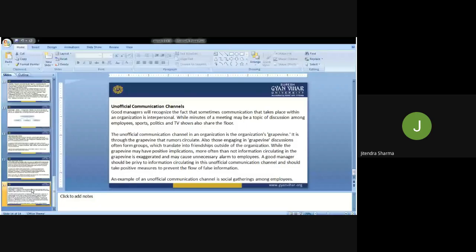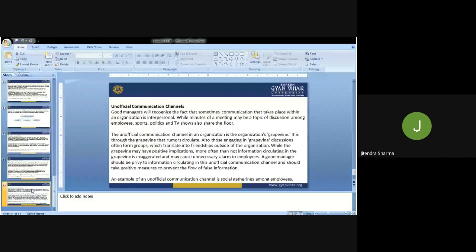A good manager will recognize the fact that sometimes communication that takes place within the organization is interpersonal. While the minutes of a meeting may be the topic, employees also share sports, politics and TV shows. This unofficial communication channel is the organization's grapevine. It is on the grapevine that rumors circulate. Also, those engaged in grapevine discussions extend to friends outside the organization.